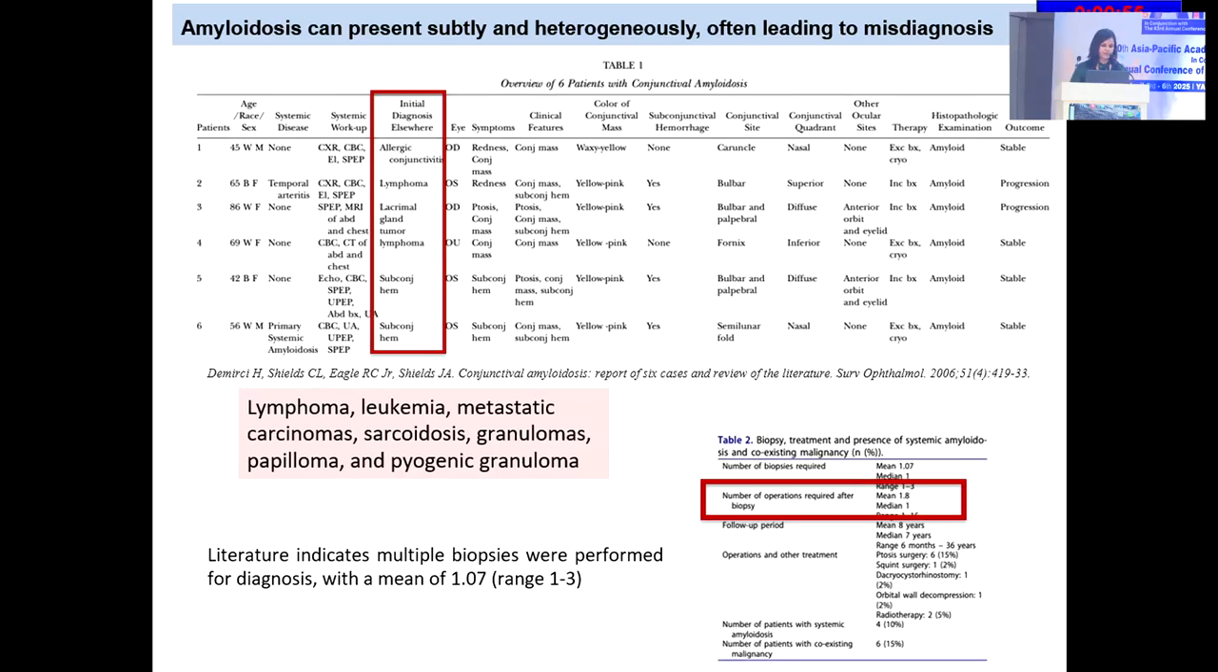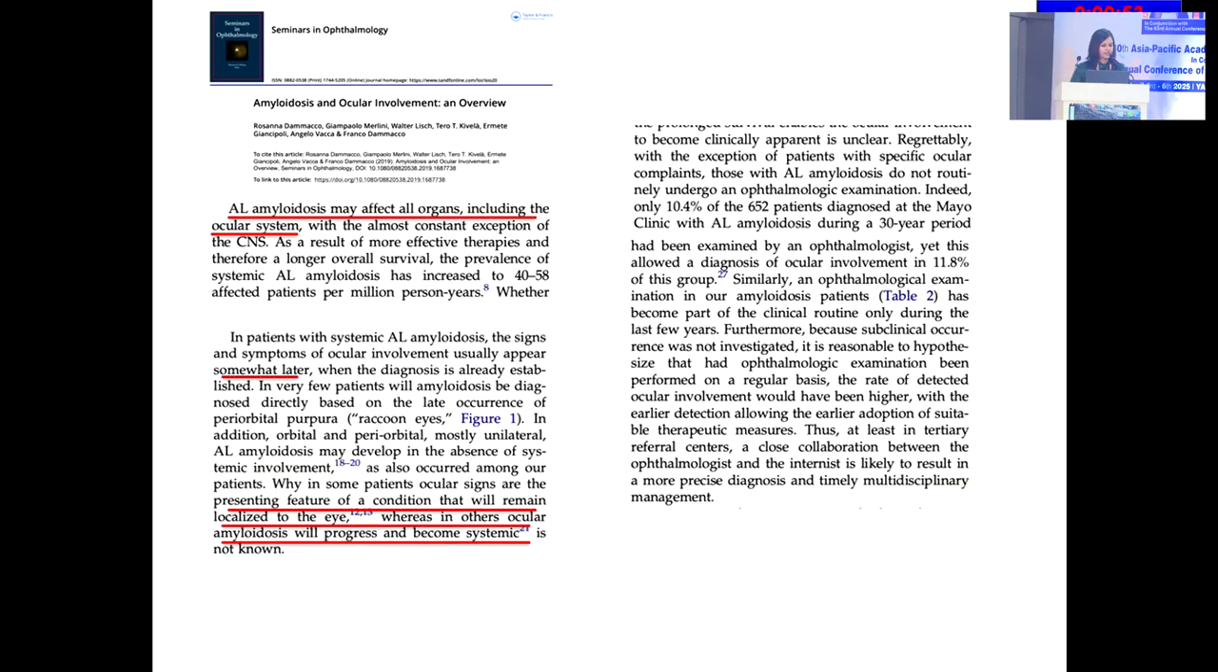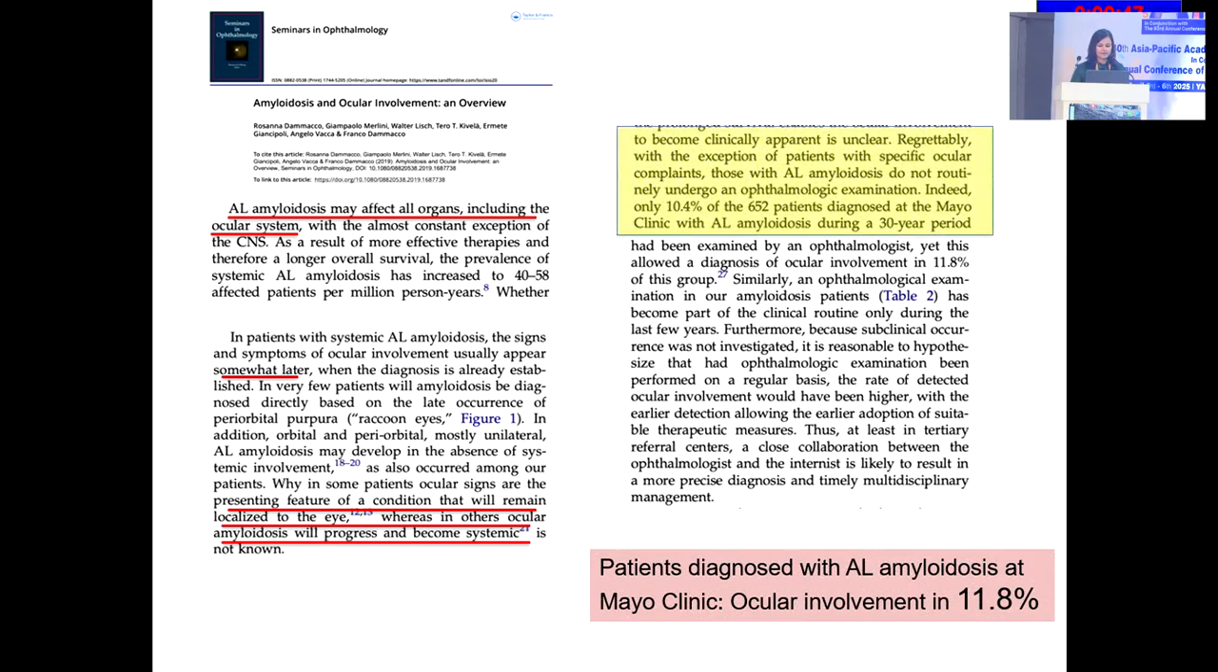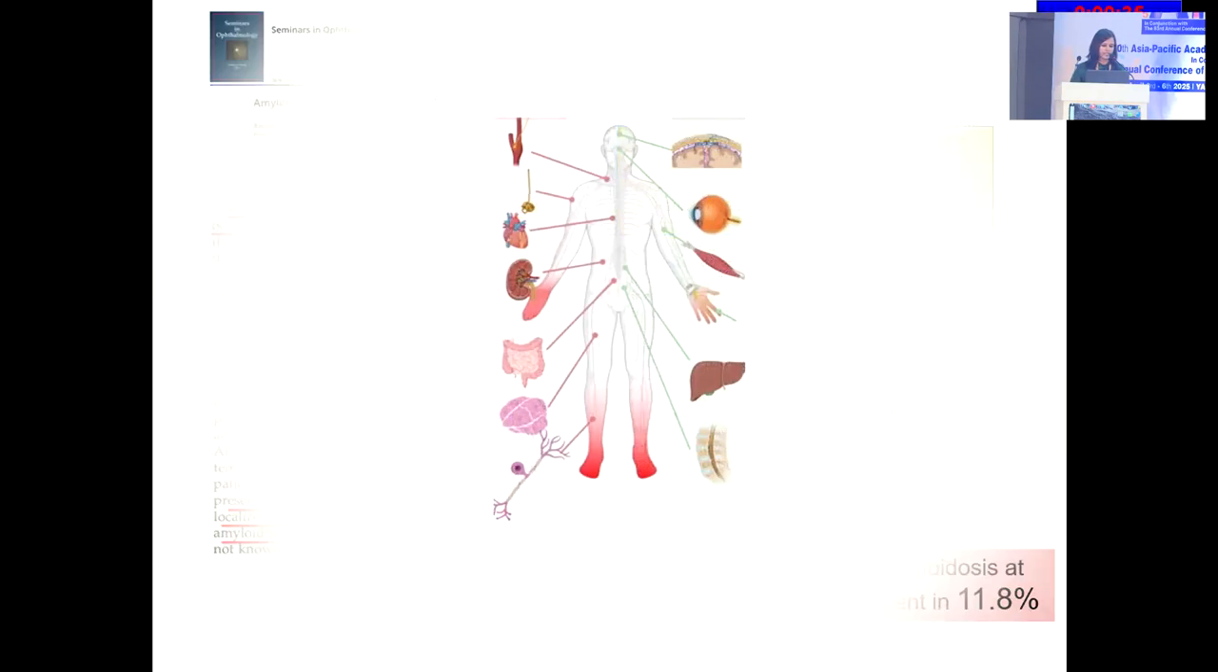So mismatched management is also common. This is a very good paper by Damaco, which shows that if a patient is diagnosed with systemic amyloidosis, 11.8% were diagnosed to have ocular involvement. In fact, they say that it was underdiagnosed because they could only review the cases that presented with an ocular symptom. So this was an underestimation.